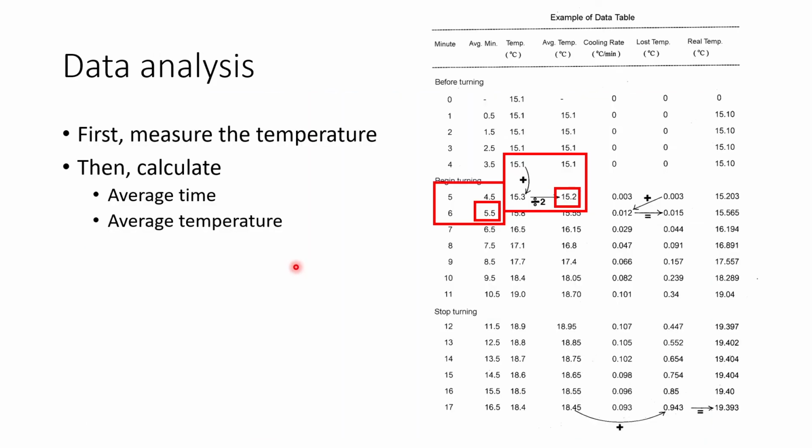So for the data analysis part, first of all, you need to measure the temperature at a given time. From minute 0 to minute 4, the temperature is going to be constant, and that's going to be the room temperature. And then after minute 5, you start spinning. After you start spinning, the temperature is going to increase. So the temperature here is going to read a higher number as time goes on until it reaches minute 11, where the temperature is going to start reducing due to cooling. After you stop turning the thing, the temperature is going to be reduced.